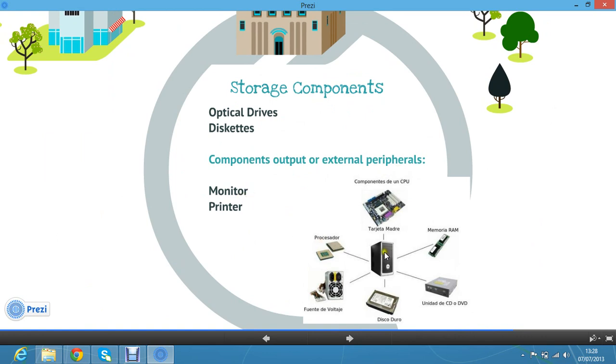The CPU, mainboard, RAM, CD writer, processor, hard disk, power.